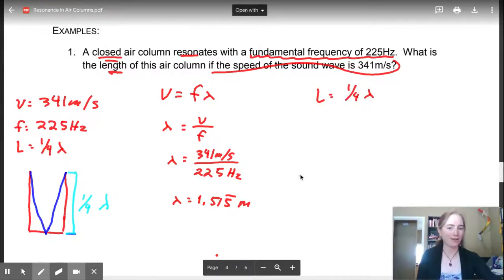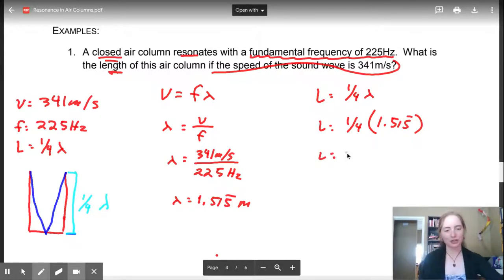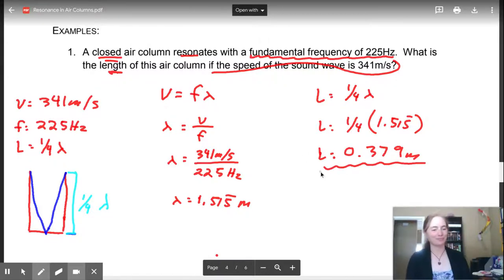Now, based on what we said earlier, the length of the tube must equal a quarter of the wavelength. We just calculated the wavelength, so we multiply a quarter by the wavelength. Therefore, the length of this tube, with appropriate sig digs and units, is 0.379 meters. All right.